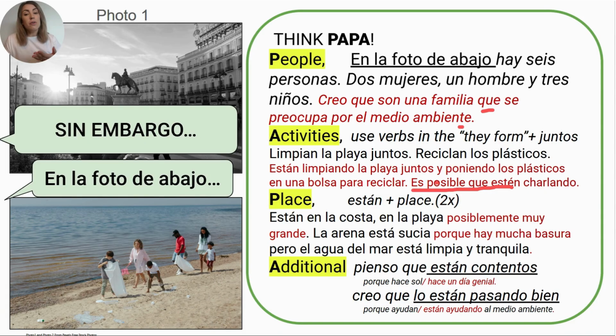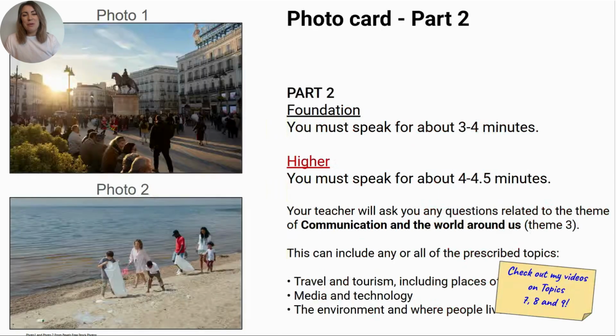And once you have said all of this, then you will move on onto the prepared questions on these topics if you happen to be doing theme 3, which can be travel and tourism, media and technology, or the environment. If you would like to see some possible questions and listen to them and practice listening to them and understanding, which is key to understand first and then answer, then check out my videos on topics 7, 8, and 9 with general questions that you listen to, have the time to think, and then I will give you the answer in English. So what do they mean?